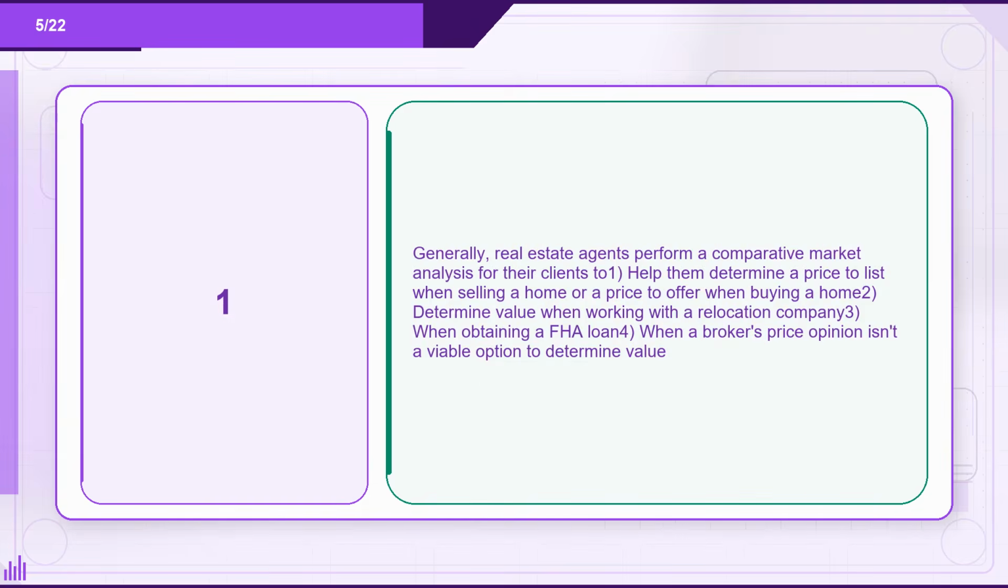Flashcard 5. Term: 1. Definition: generally, real estate agents perform a comparative market analysis for their clients to: 1. Help them determine a price to list when selling a home or a price to offer when buying a home. 2. Determine value when working with a relocation company. 3. When obtaining a FHA loan. 4. When a broker's price opinion isn't a viable option to determine value.